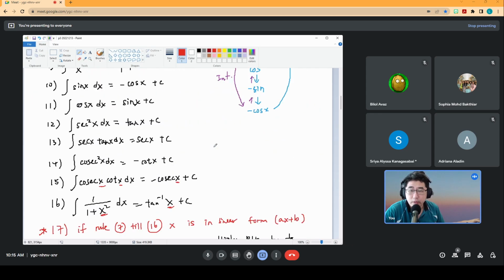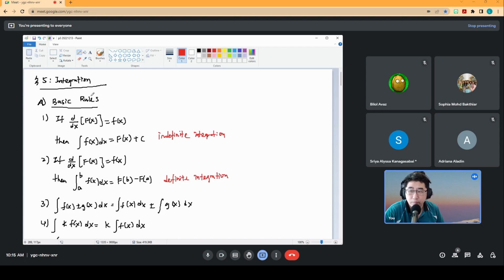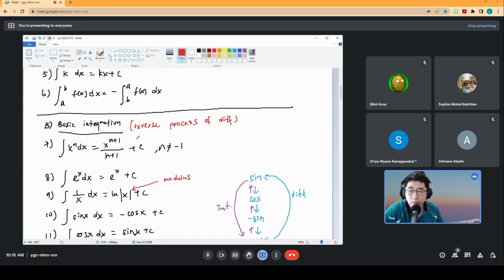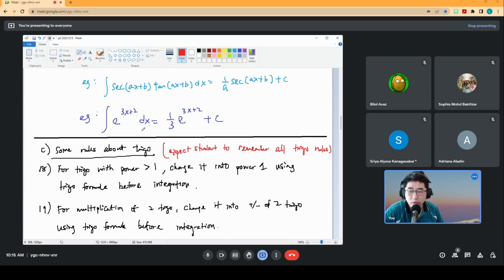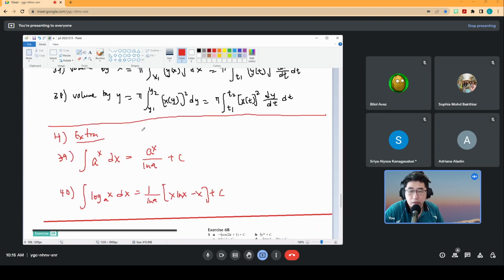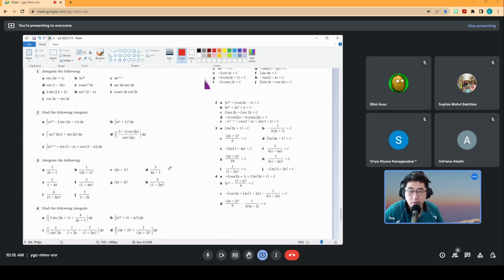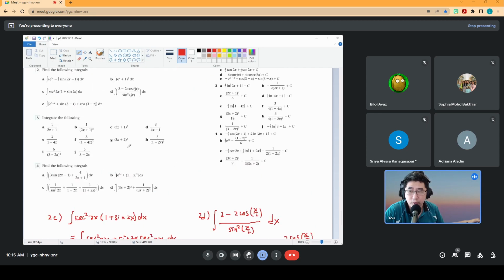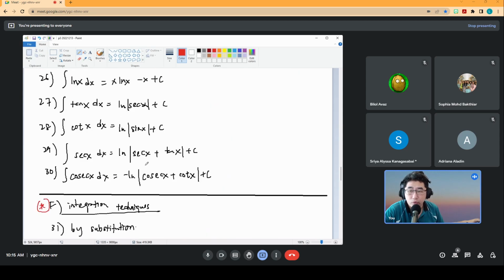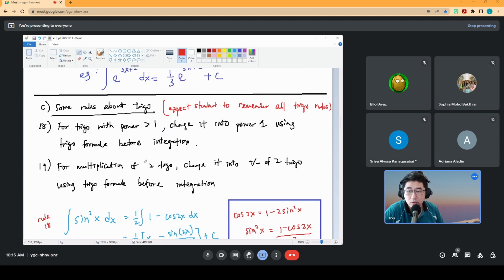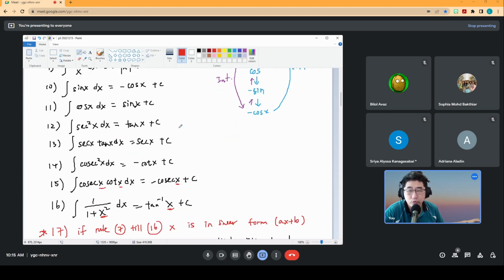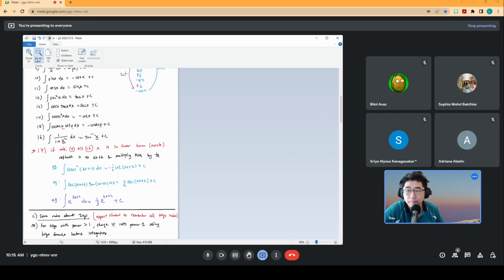So from yesterday, we already did some basic rules with basic integration, together with rule 17. Then we were required to do the exercises, so as to actually get used to the formula. Now we will continue with section C, some rules about trigo. We are required to know about trigo.